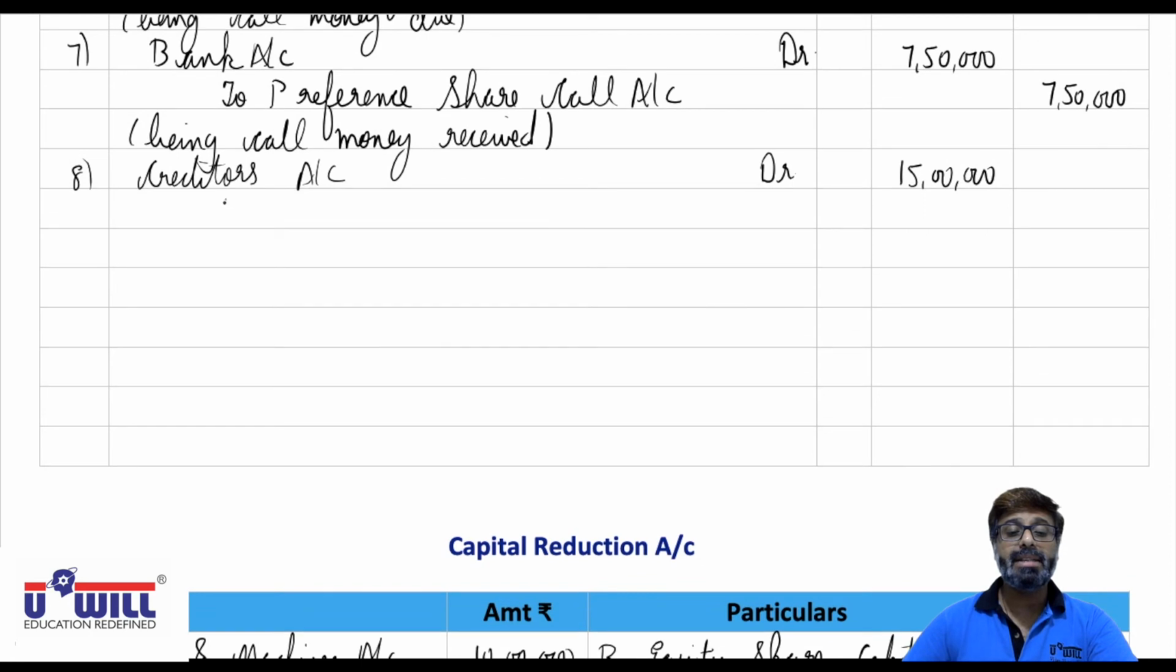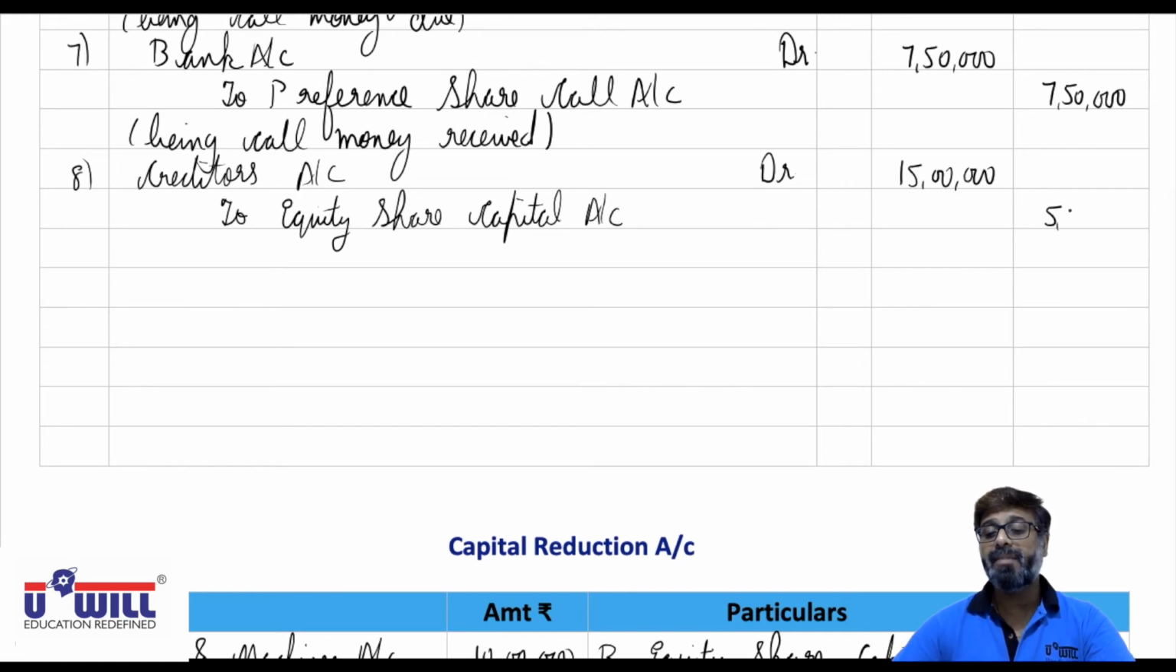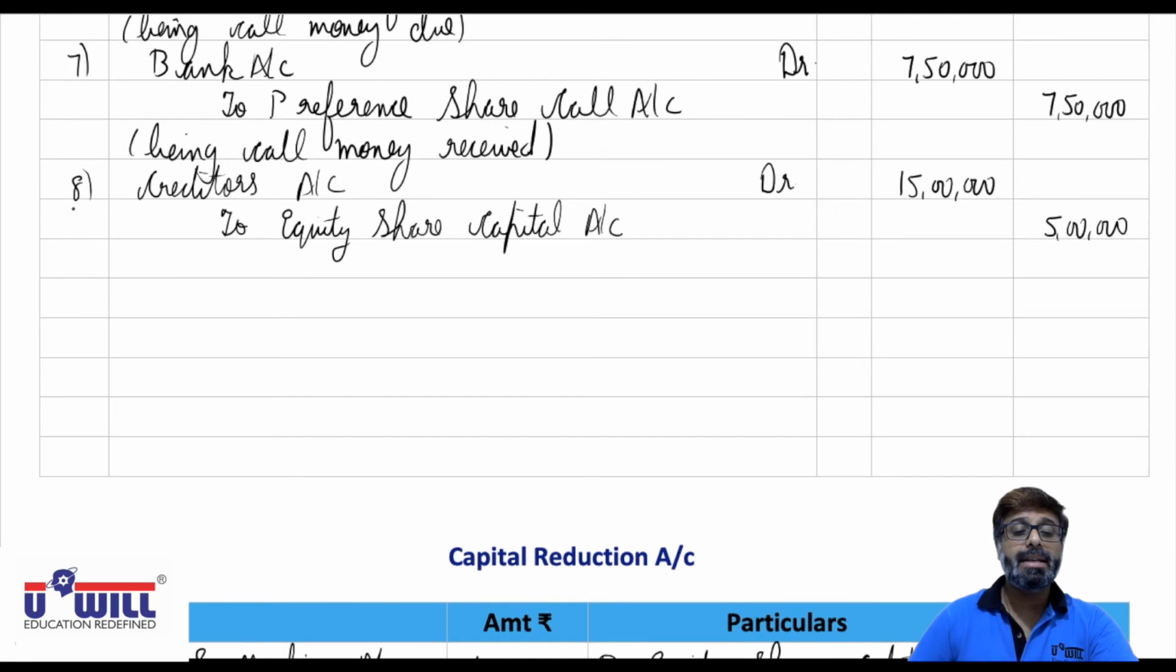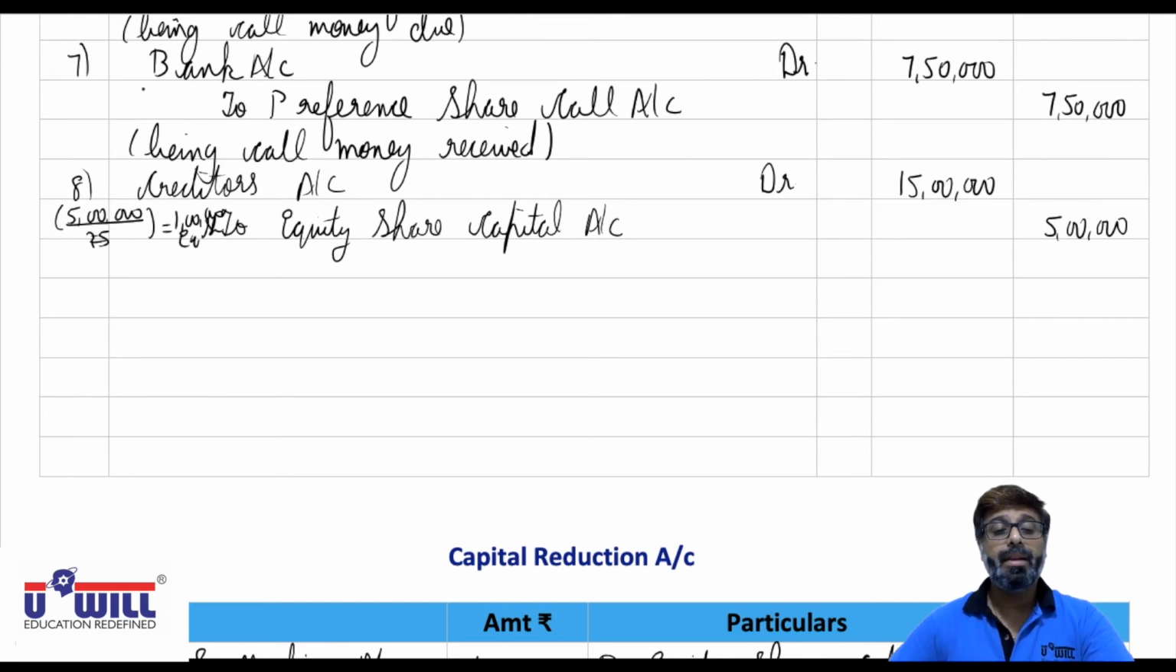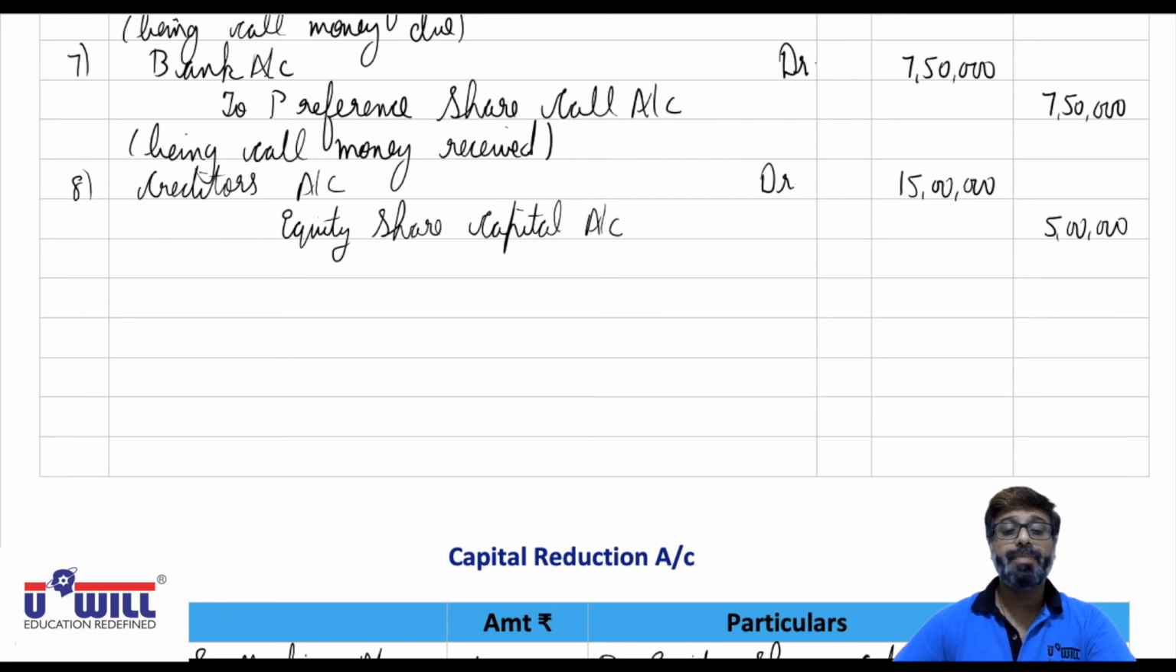Now how many creditors have gone in for the shares option? 5 lakhs. So, to equity share capital account 5 lakhs. They have gone in for shares of 5 rupees, meaning 5 lakhs divided by 5, we are giving them 1 lakh equity shares, just for understanding. The amount is converted into equity share capital.